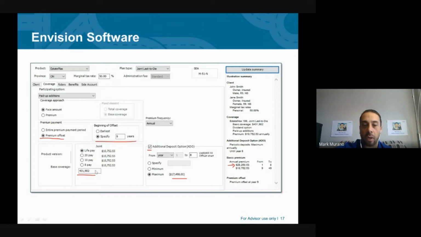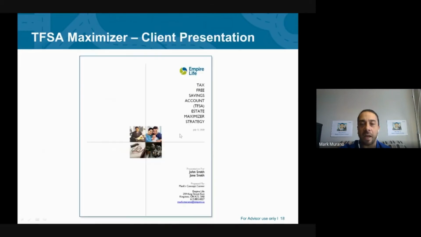We're buying a total of $431,902 of life insurance, and we're putting an additional deposit option from years 1 to 8 at the maximum level, which is $17,498. Gives me a total annual premium of $28,250. And again, that was made up of my TFSA plus my annual contribution. So we're committing to $28,250 going into the concept. I'll recreate this momentarily, but just to show you where these numbers, how we're building it. So we're going to stick this into AddCalc.